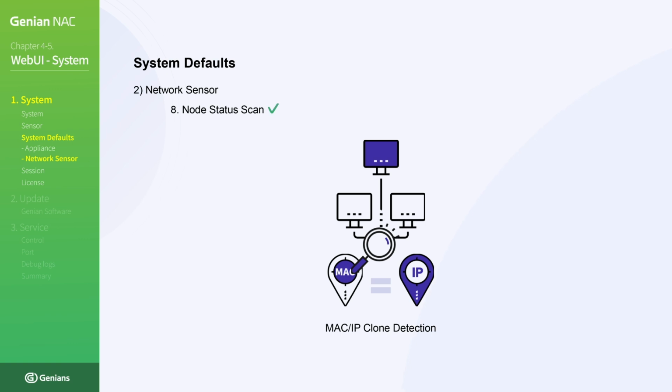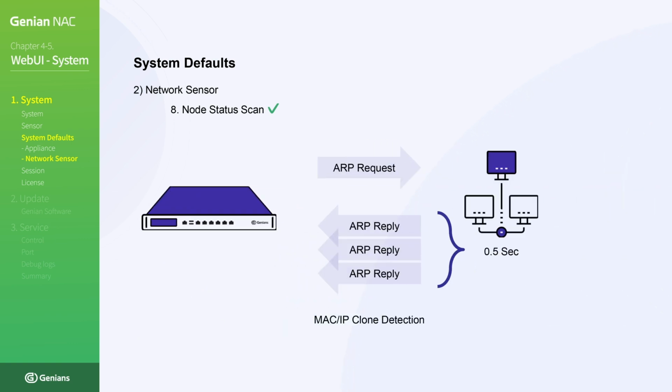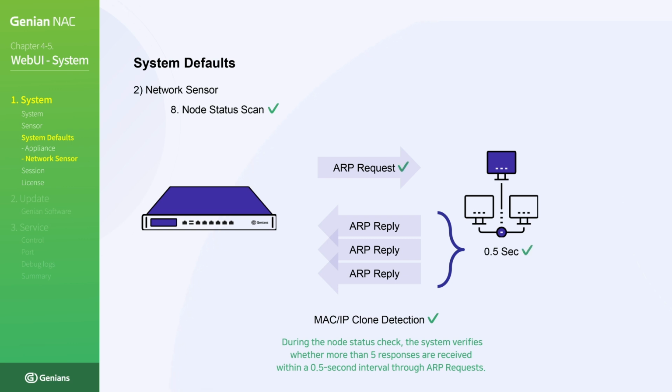The Node Status Scan section allows you to configure the inspection of MAC IP clone detection. The MAC IP clone detection section configures the detection of MAC IP cloned nodes within the network managed by the network sensor. During the node status check, the system verifies whether more than 5 responses are received within a 0.5-second interval through ARP requests.